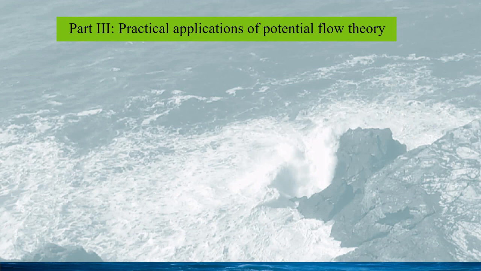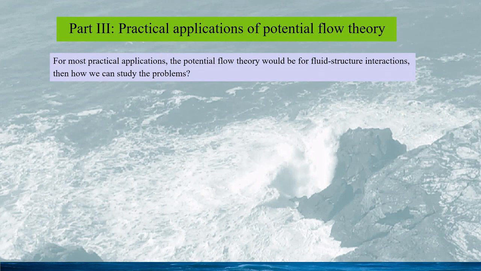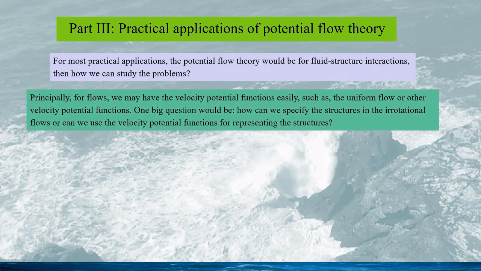The third part of the talk is on the practical applications of potential flow theory. When we study fluid structure interaction, we might obtain the velocity potentials for the fluid motion, such as the uniform flow and the flow from the singularities. But the solid structures are not fluids. How can we obtain the potential function for structures? This is an important question. If we cannot represent the structures using potential function, the potential flow could become meaningless.